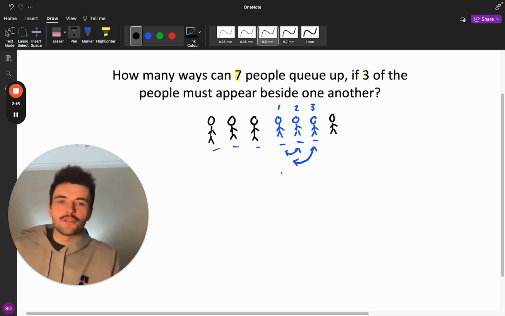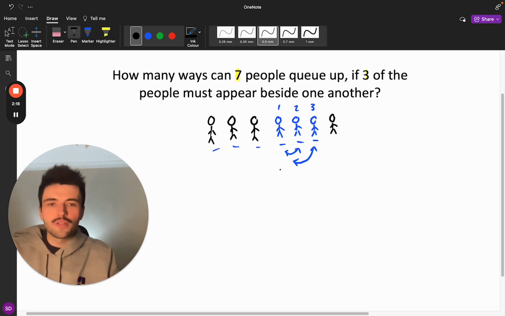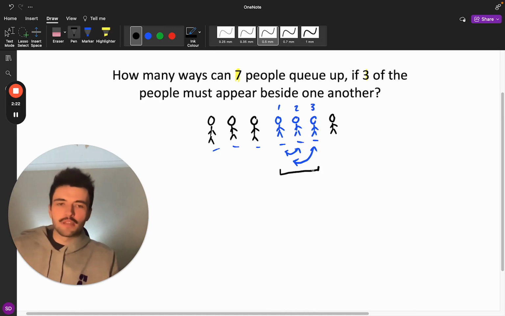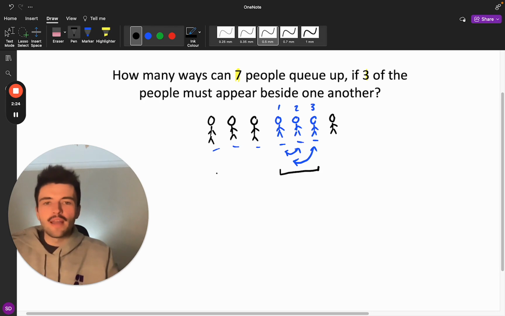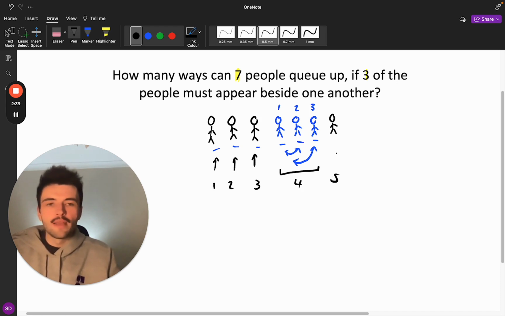And so the first thing we're going to do to address this is treat these 3 people as one segment of the queue. So we're just going to have them, and then we're going to have this individual here. So we've got 1, 2, 3, 4, 5 sections of the queue, because these people can appear anywhere. And then we've got the 3 who have to appear together, and then the 5th one up here as well. And then we want to multiply all these.